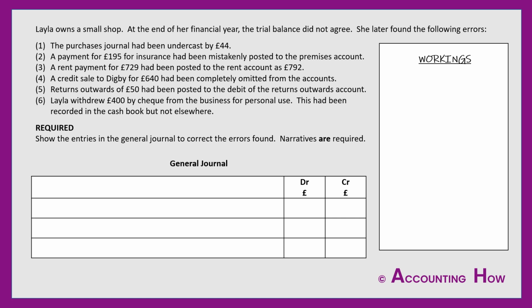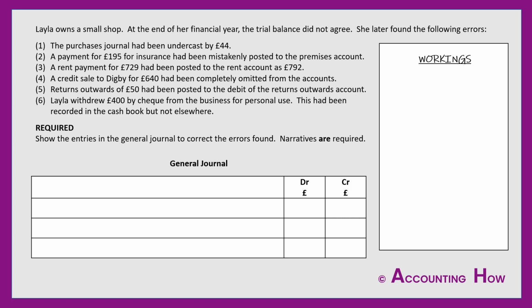Layla owns a small shop, and at the end of her financial year, the trial balance did not agree. She later found the following errors. My advice here, as I've said in other videos, is just to quickly skim read these. The purchases journal is undercast, it's too low. A payment for insurance has been posted to the premises account. A rent payment, the figure's different, 729 has gone in rent as 792. A credit sale to Digby has been completely omitted. Returns outwards have been posted to the debit of the returns outwards account. And Layla withdrew some money by cheque, but this has been recorded in the cash book but not elsewhere.